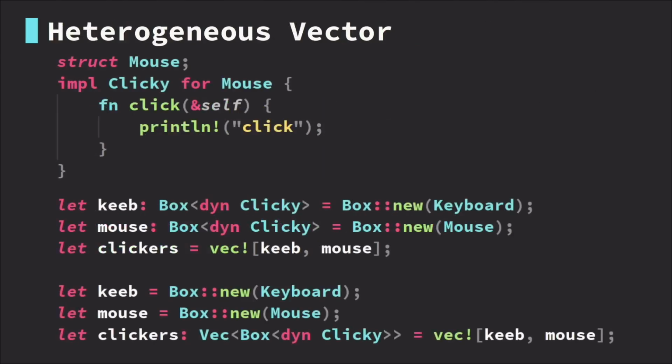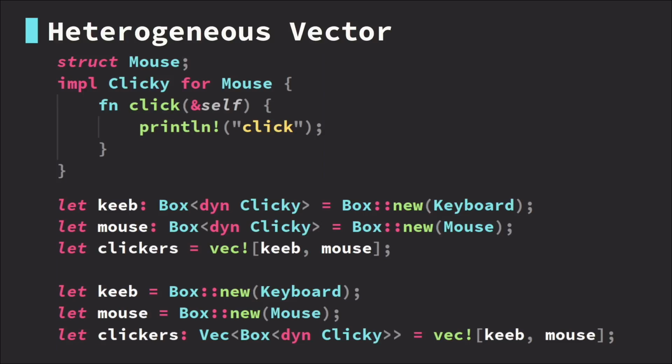Now we're going to look at how to create a heterogeneous vector. That is, a vector that contains multiple different types instead of just the standard one type per vector. So we're going to add another structure here. We're adding a mouse structure. We're implementing the Clicky trait for the mouse. And all the click function does is just print out click. So we have a keyboard that click-clacks and a mouse that just clicks.